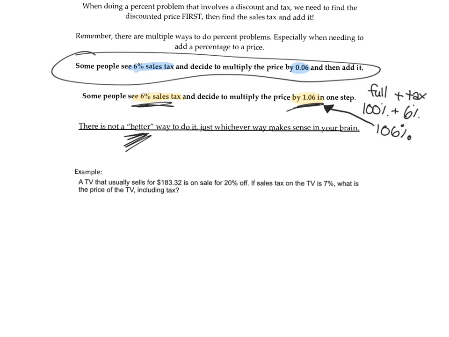Looking at this first question, it says a TV that usually sells for $183.32 is on sale for 20% off. That means I'm going to take 20% off of the purchase price. But then it says if the sales tax is 7%, what is the price of the TV including the tax? So this question is going to require me to do things in 2 steps. Step number 1 is that I'm going to need to find the sale price. And we'll do that by subtracting the 20% from it.